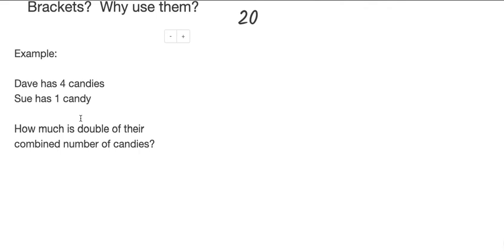So here's a simple problem. Dave has 4 candies, Sue has 1 candy. How much is double their combined number of candies? Okay, this is a grade 1 problem, right? And you can all do this. The question is, when you're in 9 applied, you need to be able to represent this algebraically with numbers, so in a proper equation. And that's tricky. So think about how you actually do this yourself.